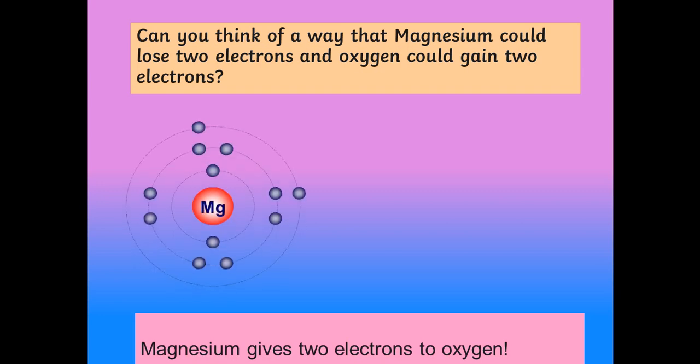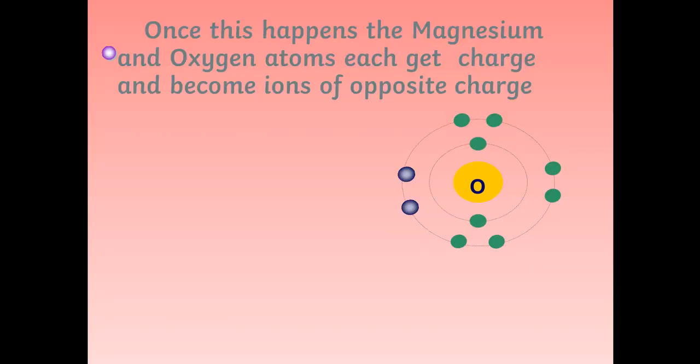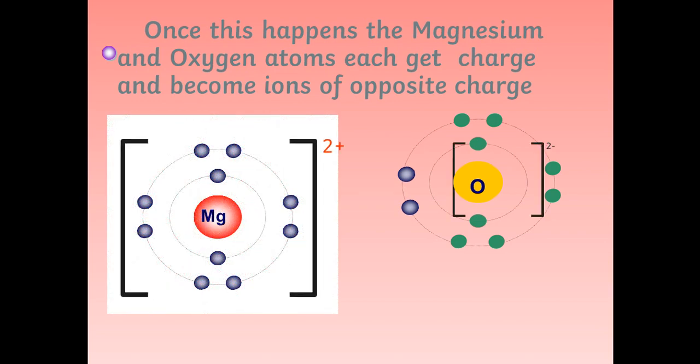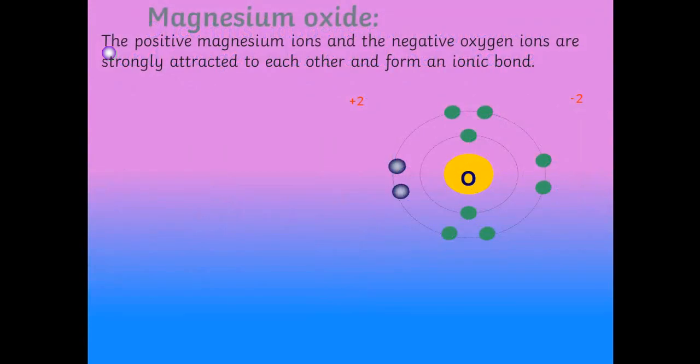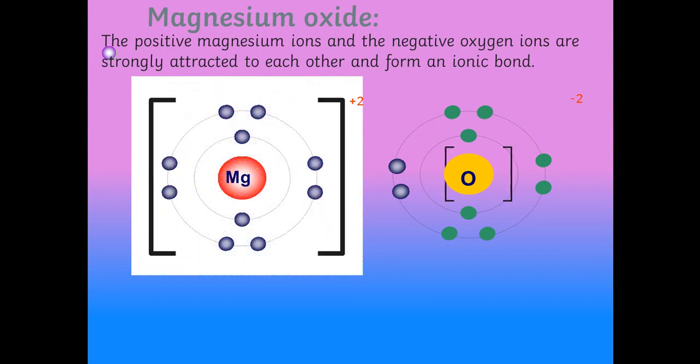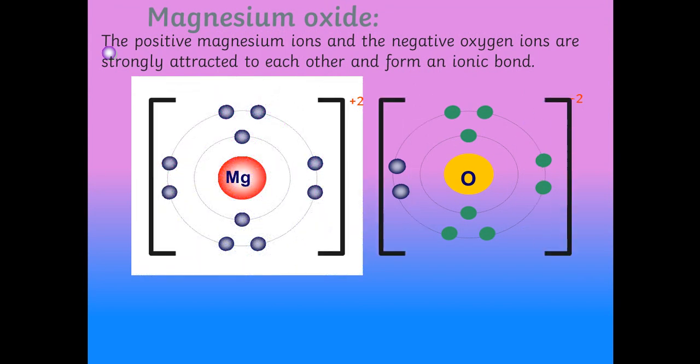Magnesium will give 2 electrons to oxygen. Once this happens, the magnesium and oxygen atoms each get a charge and become ions of opposite charge. Magnesium will get a +2 charge and oxygen will get a -2 charge. The positive magnesium ions and negative oxygen ions are strongly attracted to each other and form an ionic compound.